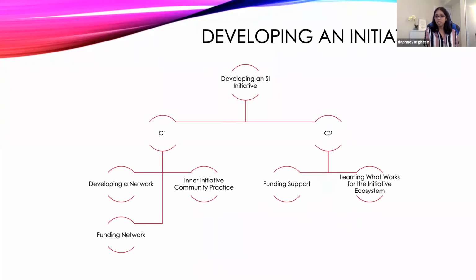In the developing stage of an SI initiative, C1 actors discussed the importance of developing a network and having good inner initiative community practice, followed by the importance of creating a funding network. Similarly for C2, the funding support in terms of internal funding was also another important aspect of developing an SI initiative, followed by understanding what works and does not work for the initiative ecosystem.